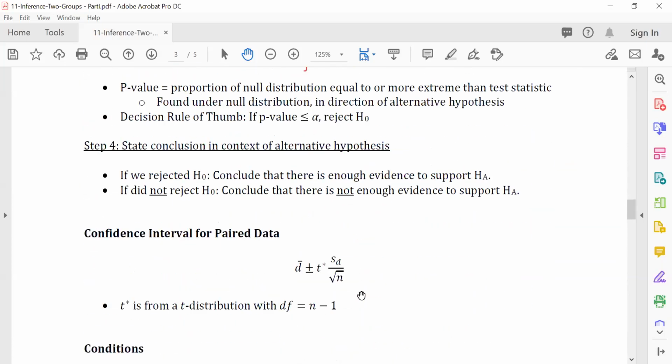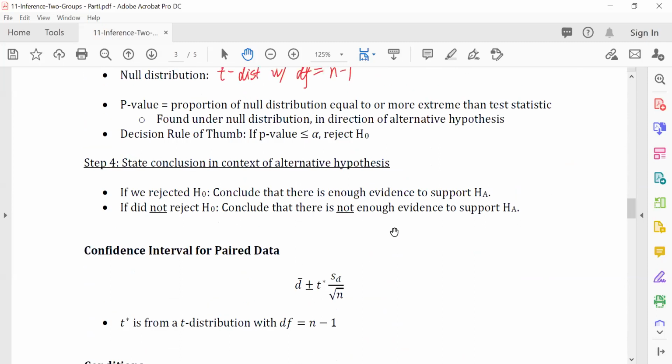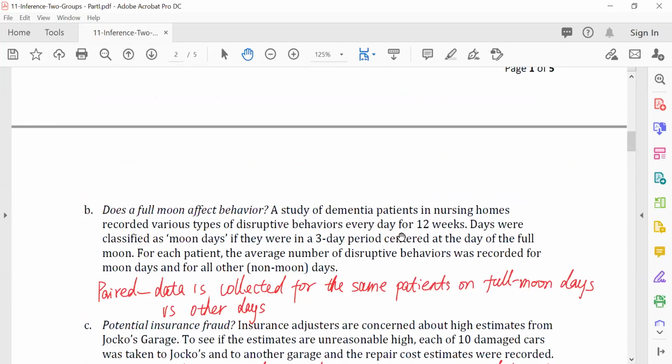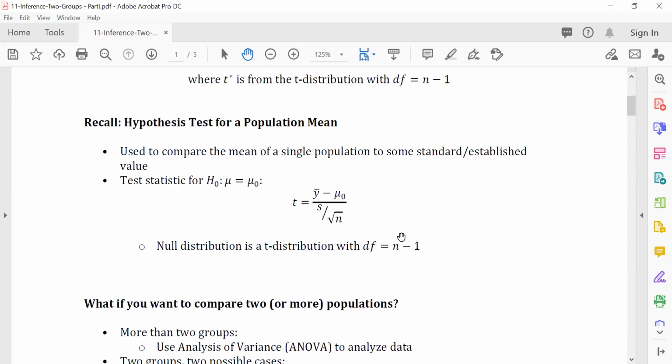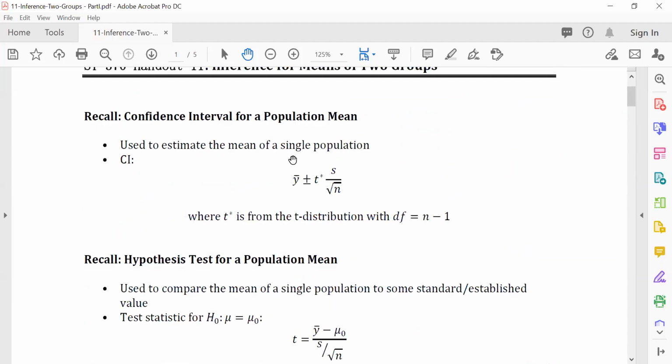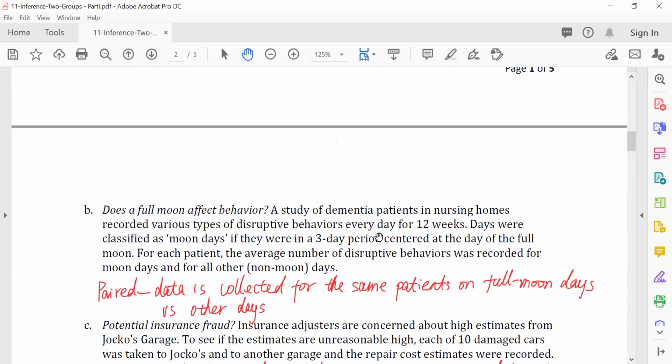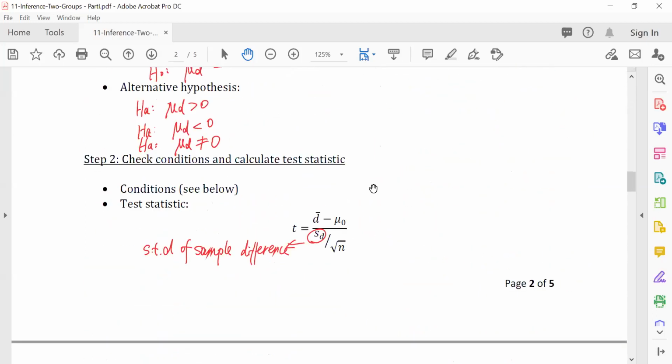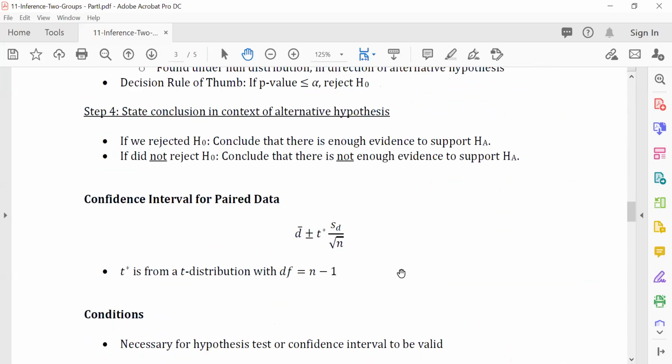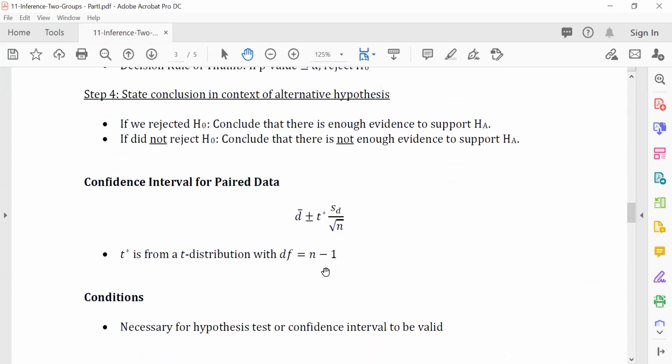For the confidence interval, it's going to be like this. Again, it's actually the same as what we have seen in the one population case. It's just you are replacing this y bar with d bar. You are replacing this s with sd. So here is the confidence interval.